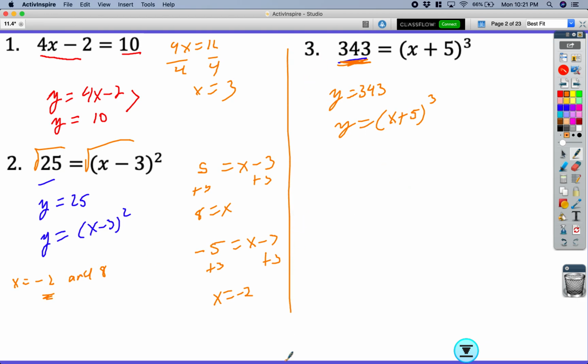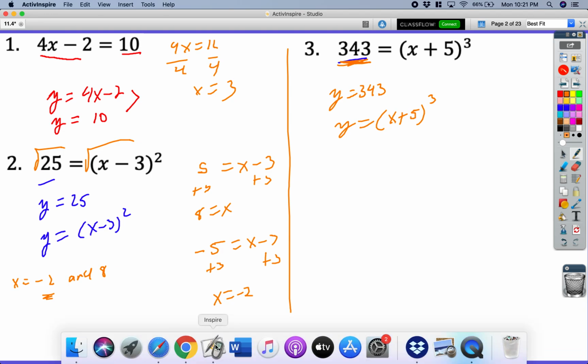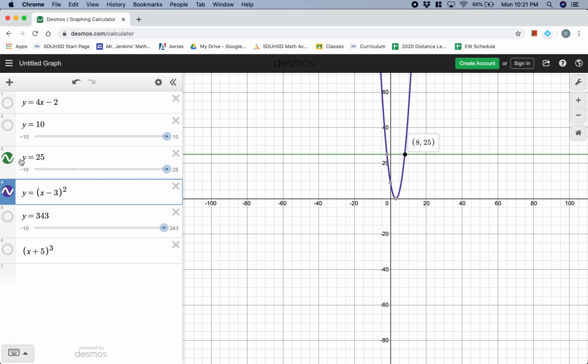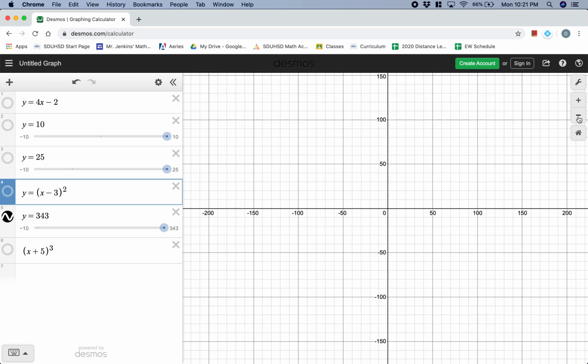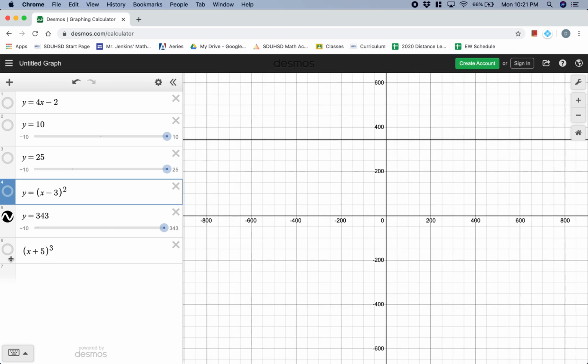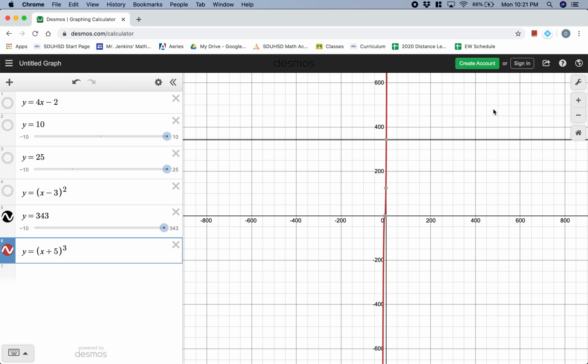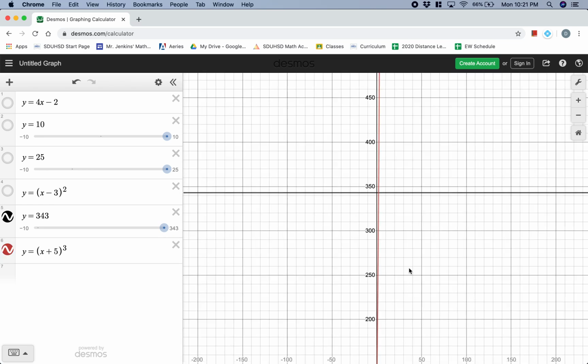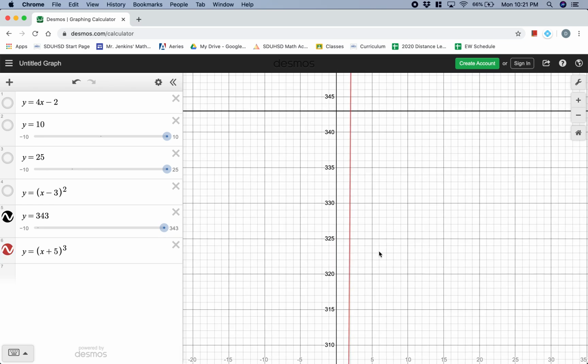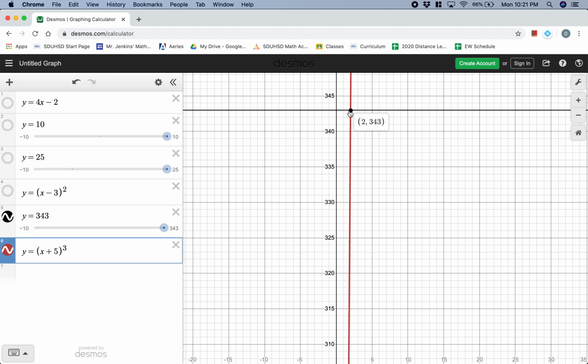Our last and final equation, I should say, is this one. If I make these invisible, we're just going to plug these in. So I got y equals 343. Let's zoom out so we can actually see that. We got this one right here. Let's plug in y equals x plus 5 to the third power. And we zoom on in. We can see where these intersect, which would be right here, which would be 2. So if I were to set those equal to each other, I'd get the answer of 2.